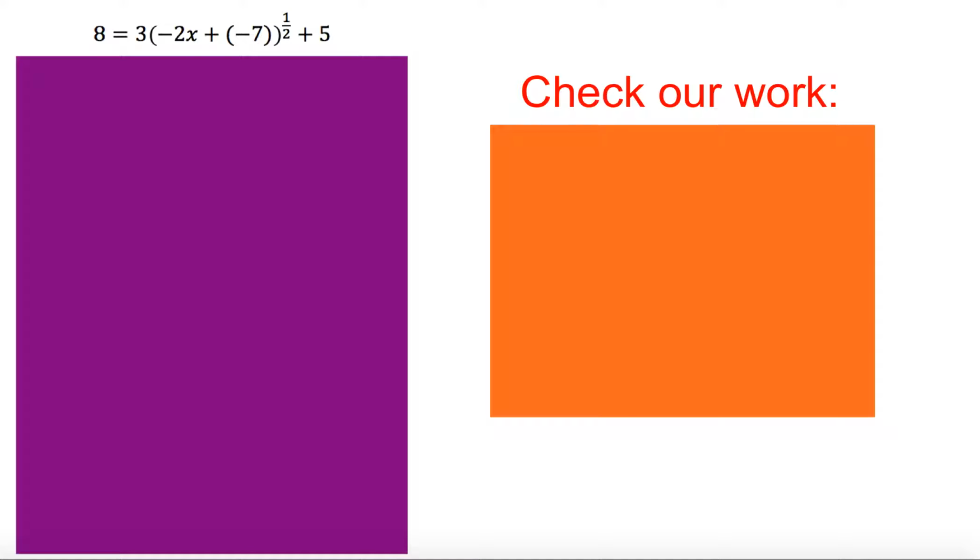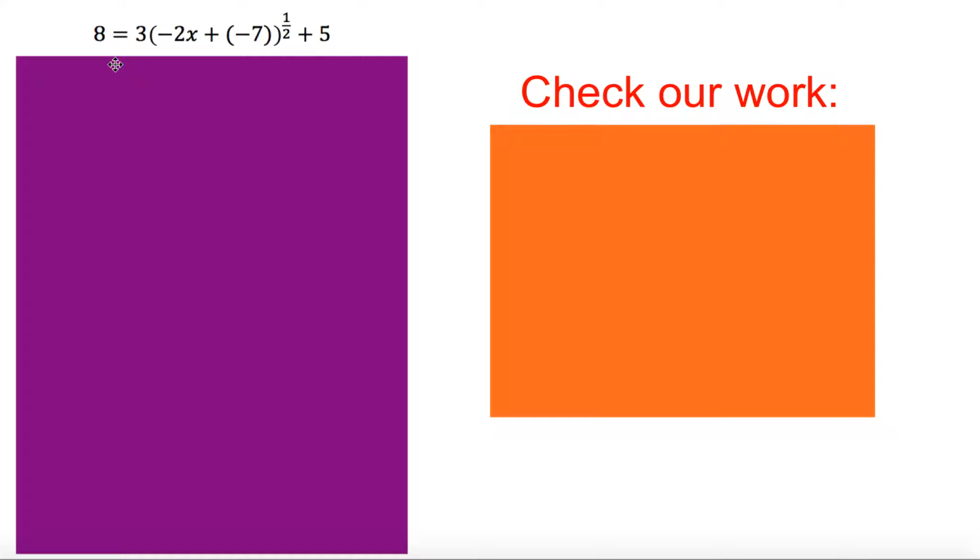So now we're going to get started with our problem. We know that 3 times the quantity negative 2x plus negative 7 to the 1/2 power plus 5 should equal 8. What we need to do is use our inverse operations to solve and get x by itself. And once we're finished, we're going to check our work and make sure that the answer worked. So x is buried in here, and we want to start from the outside and work our way in.